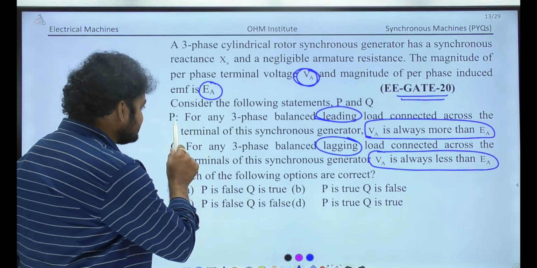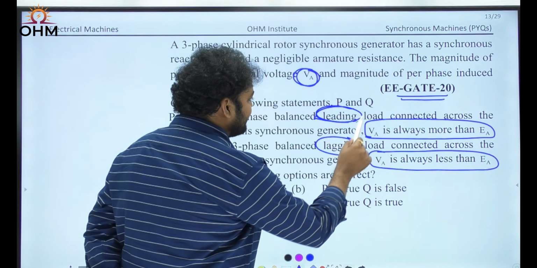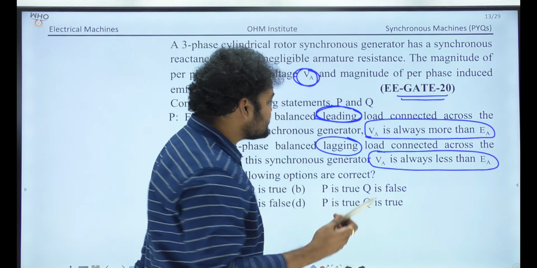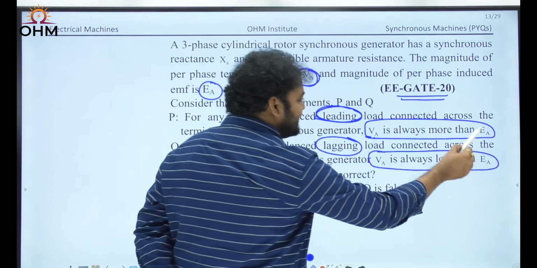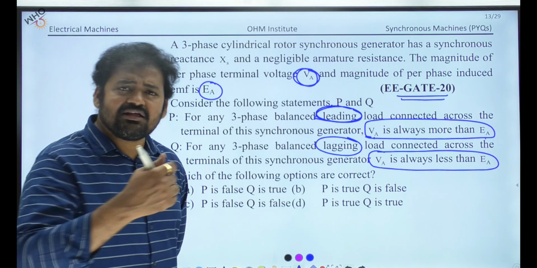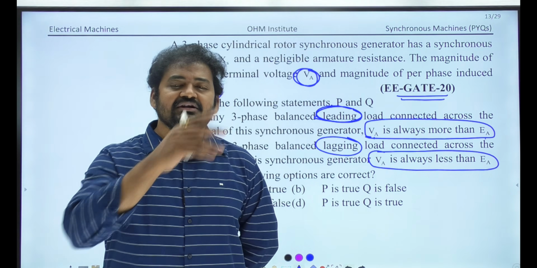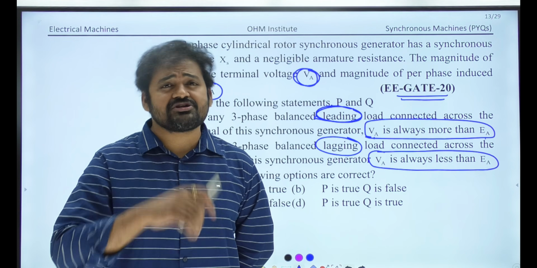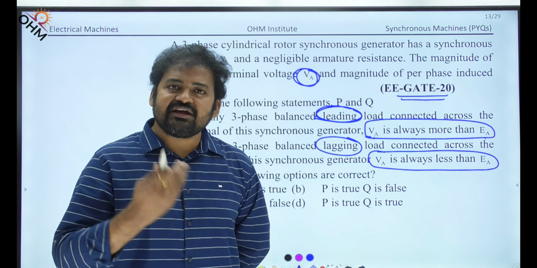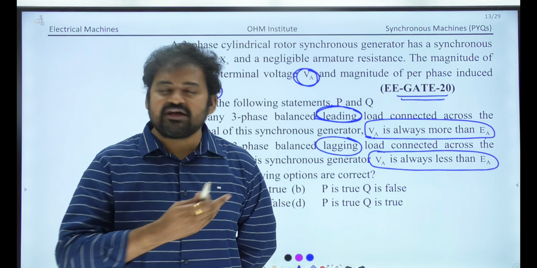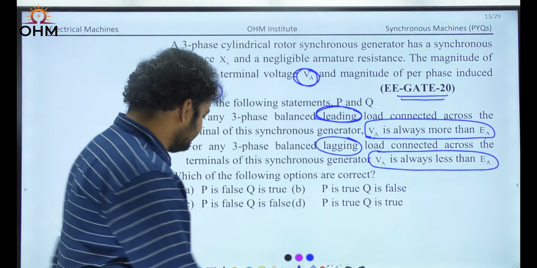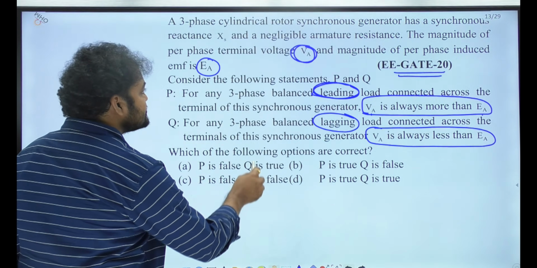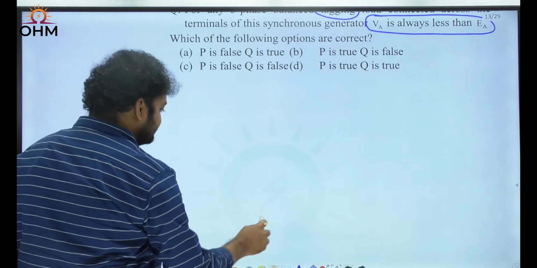If you look at the first statement, this is for a leading power factor, and they are just asking us to compare terminal voltage and induced EMF. Generally, what is the difference between terminal voltage and induced EMF of an alternator? Is it nothing but voltage regulation? Therefore, if I consider voltage regulation curve, I can easily answer this question. Okay, let me consider voltage regulation curve of a synchronous generator.